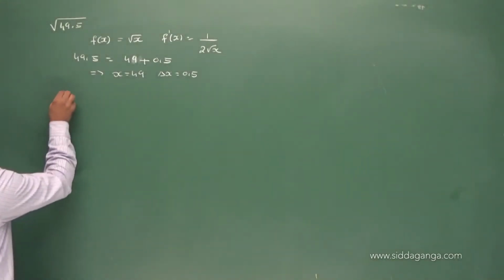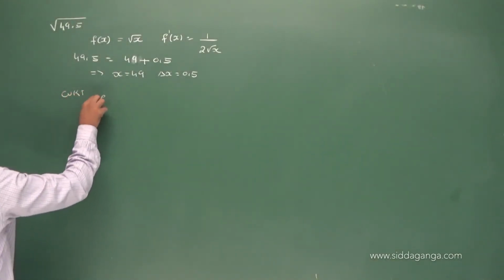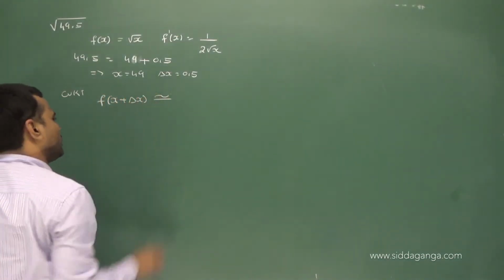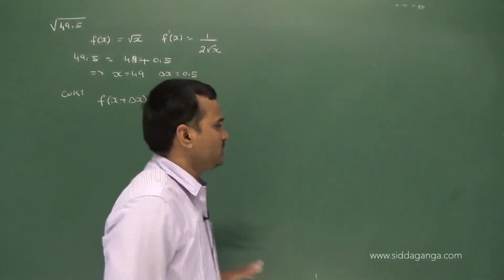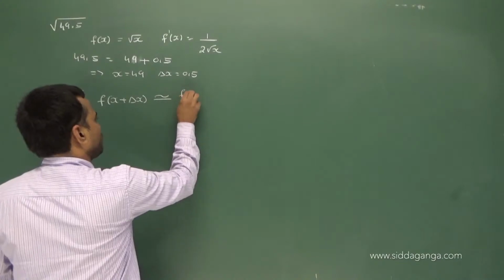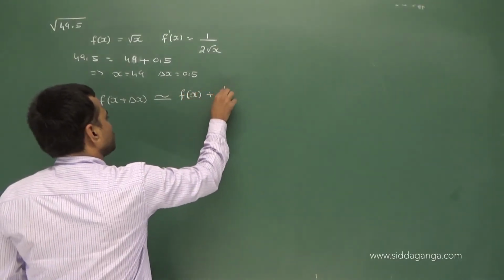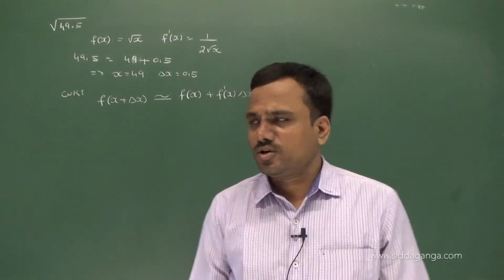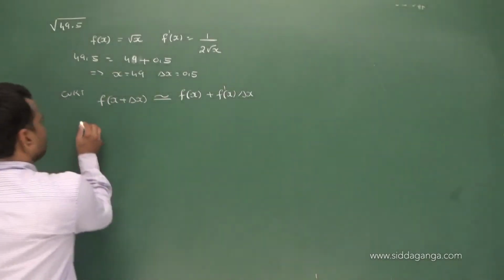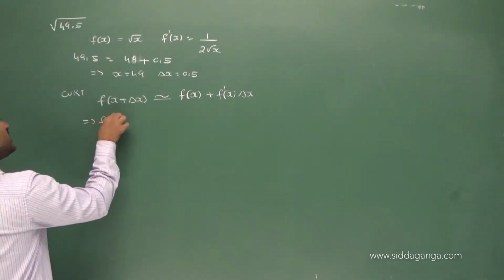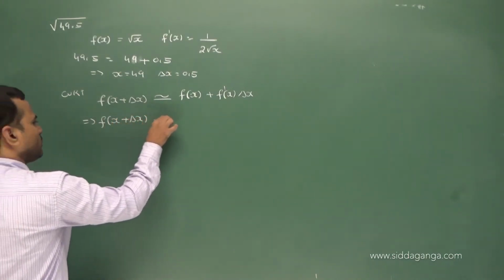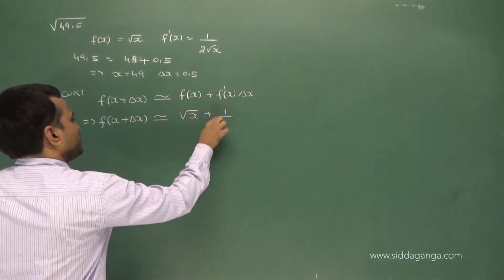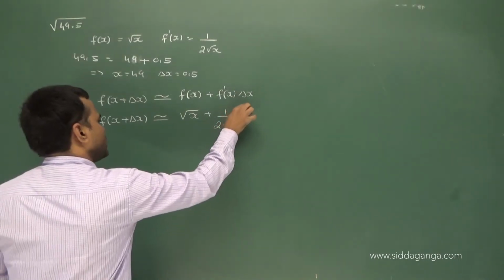Okay, so we know that f of x plus delta x is approximately equal to f of x plus f dash of x into delta x. You can write equal, no problem, whatever you want. Substitute the function first, or else substitute all the values, no problem. Approximately equal to, f of x is root x plus 1 by 2 root x into delta x.